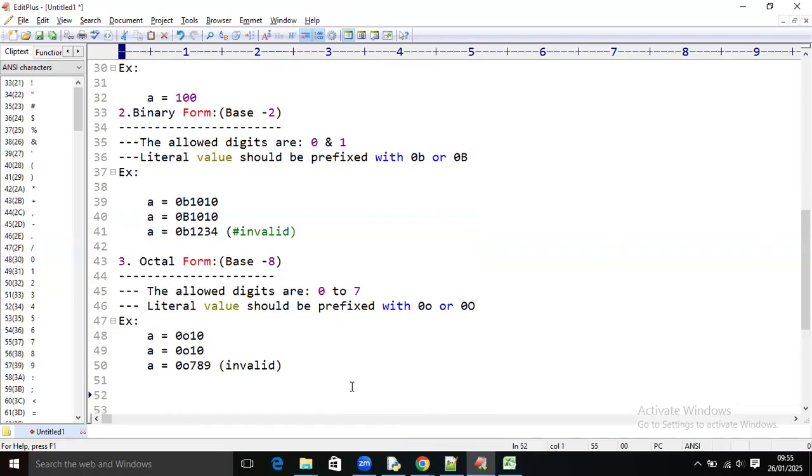Next, the fourth one. What is the fourth one? Hexadecimal form.